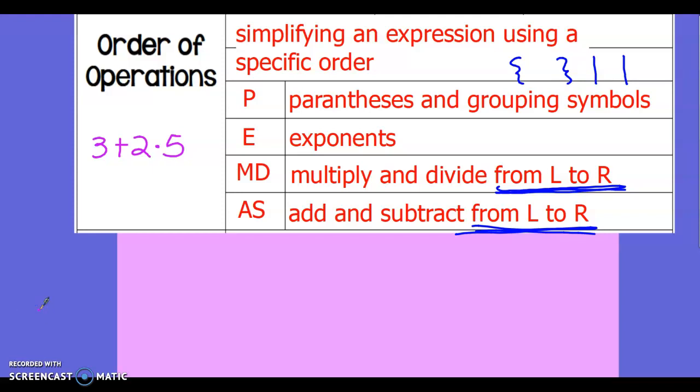One person could look at that and say, well, I could add 3 and 2 and get 5, and 5 times 5 is 25. Another person could look at it and say, well, maybe I'll take 2 times 5 first and get 10, and then I take 3 plus 10 and get 13.